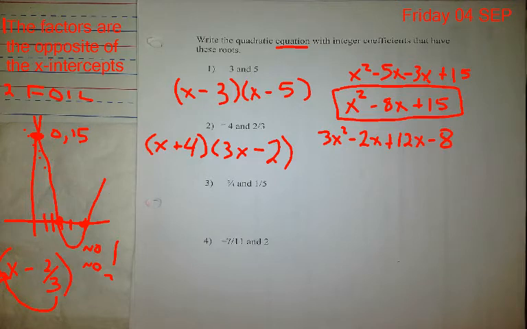So, remember, your job, you have to add the two middle ones together. That's always your job. You're not done until that happens. So, 3x squared, negative 2 and positive 12, that's positive 10.